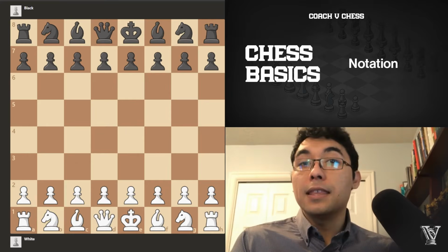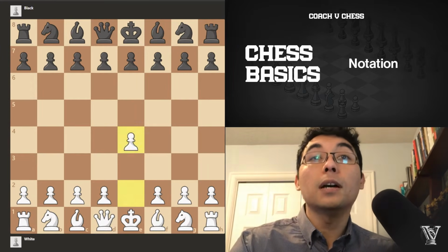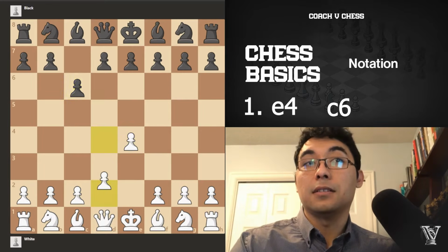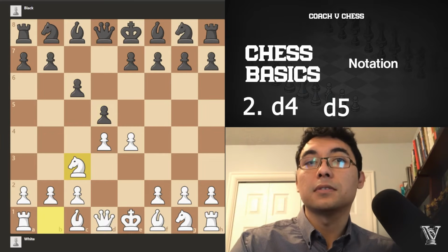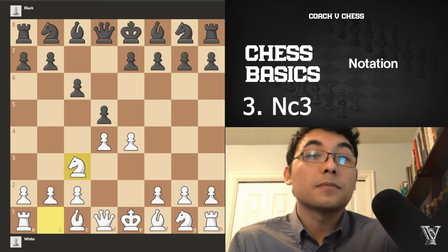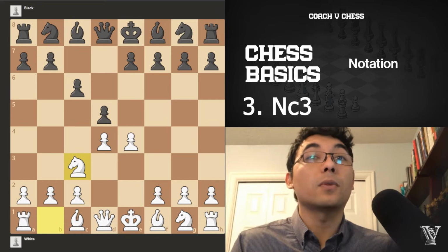Now we're going to go ahead and make some moves on the board and write the names, okay? So we're going to have 1 E4, C6, 2 D4, D5, and now we have NC3. N with capital letter, referring to the knight, is moving to the C3 square.